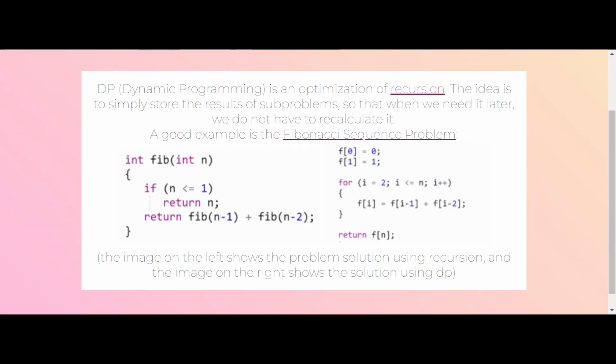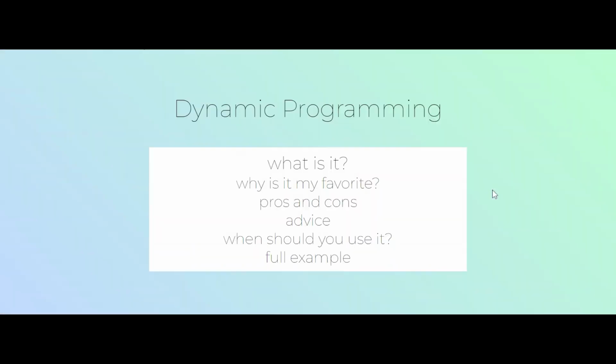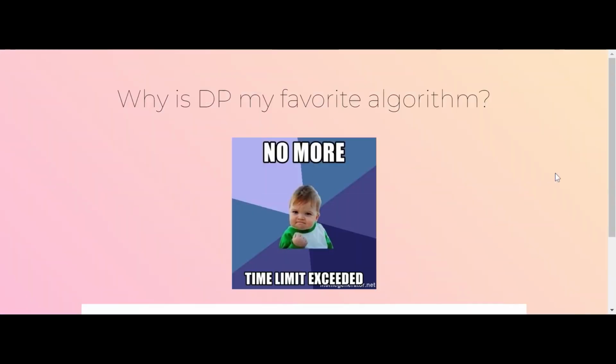The image on the left shows the problem solution using recursion, and the image on the right shows the problem solution using DP. Notice that in the recursive algorithm part, it recalculates fib n-1 and fib n-2 every single time, which, if n is a really big number, would take a really long time. However, the DP algorithm code stores all those values in an array, thus preventing those recalculations.